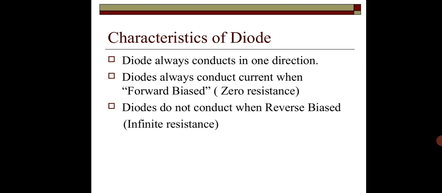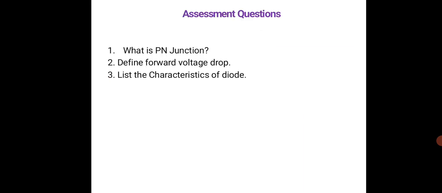The characteristics of a diode: a diode always conducts in one direction. A diode always conducts current when forward biased. Diodes do not conduct when reverse biased. The reason is that you have zero resistance in forward bias, whereas in reverse bias you have an infinite resistance. So the possible assessment questions could be: What is a PN junction?